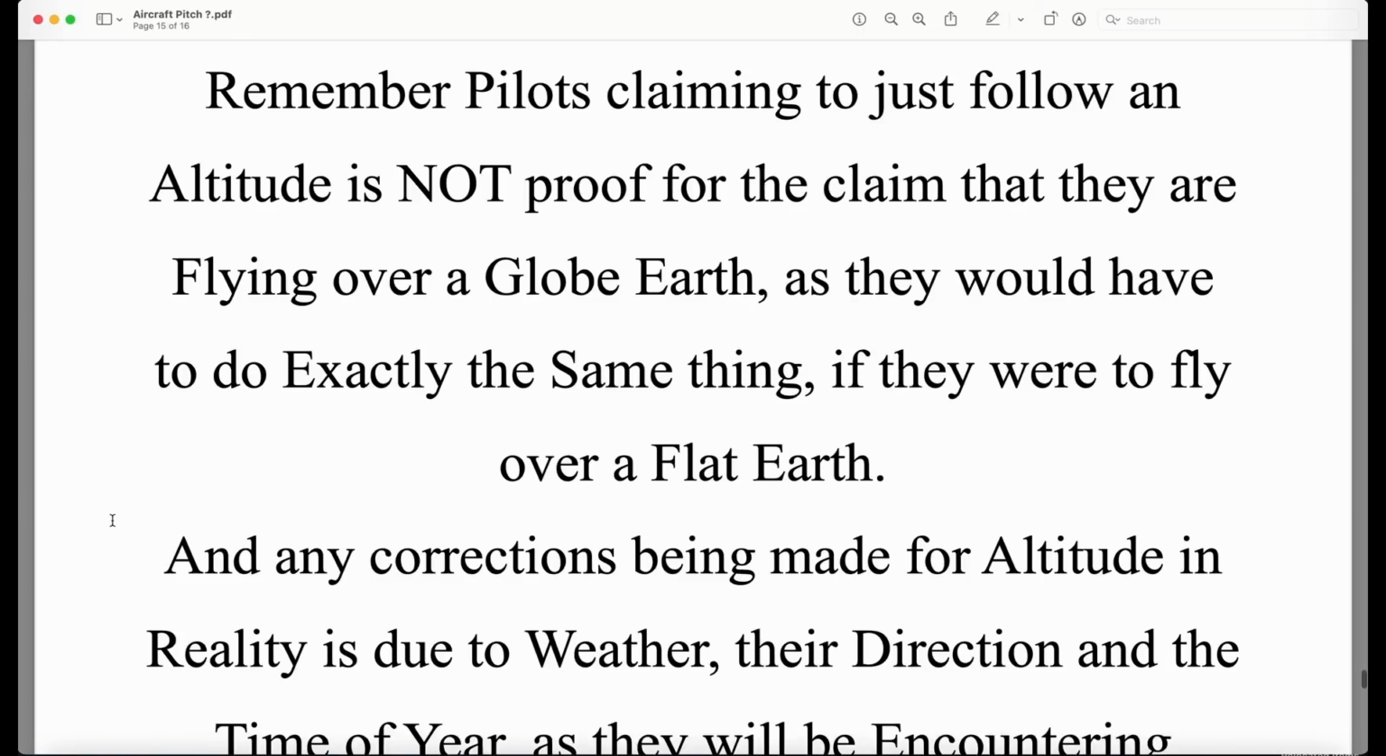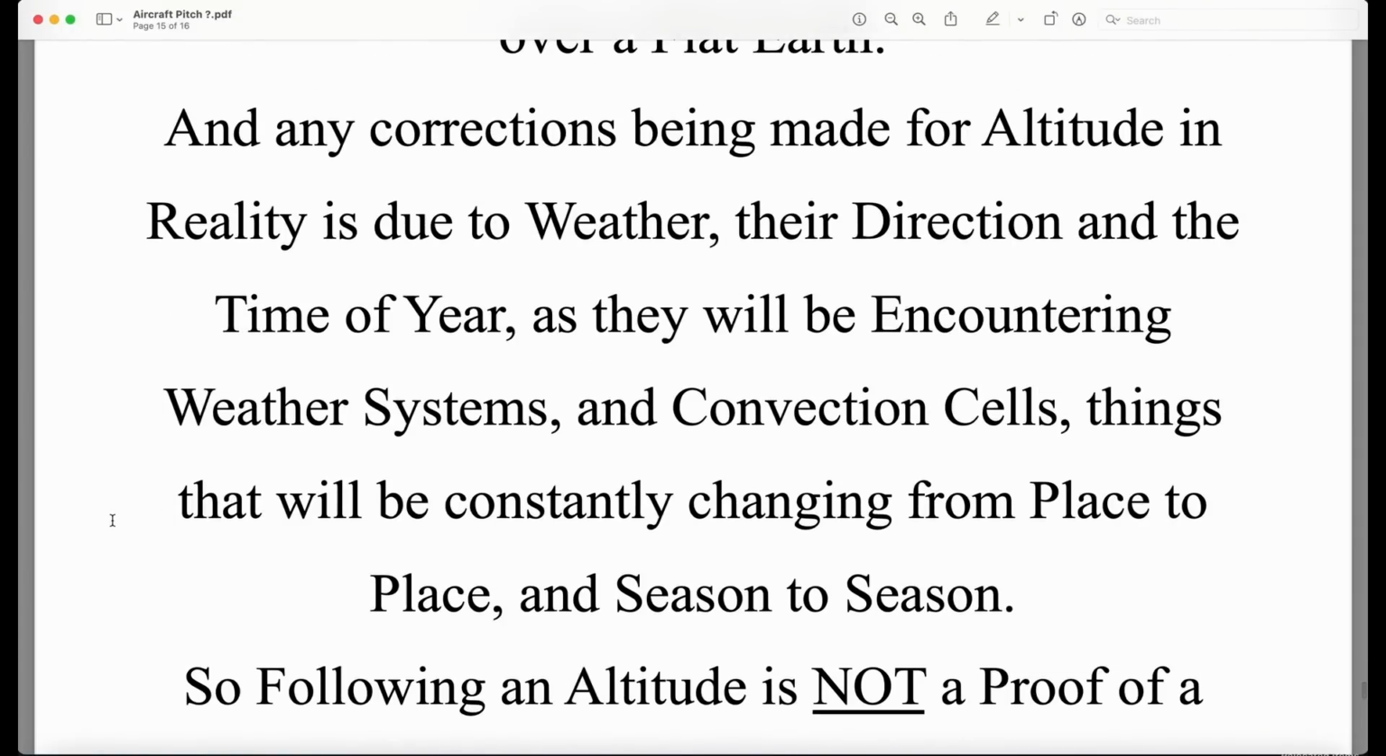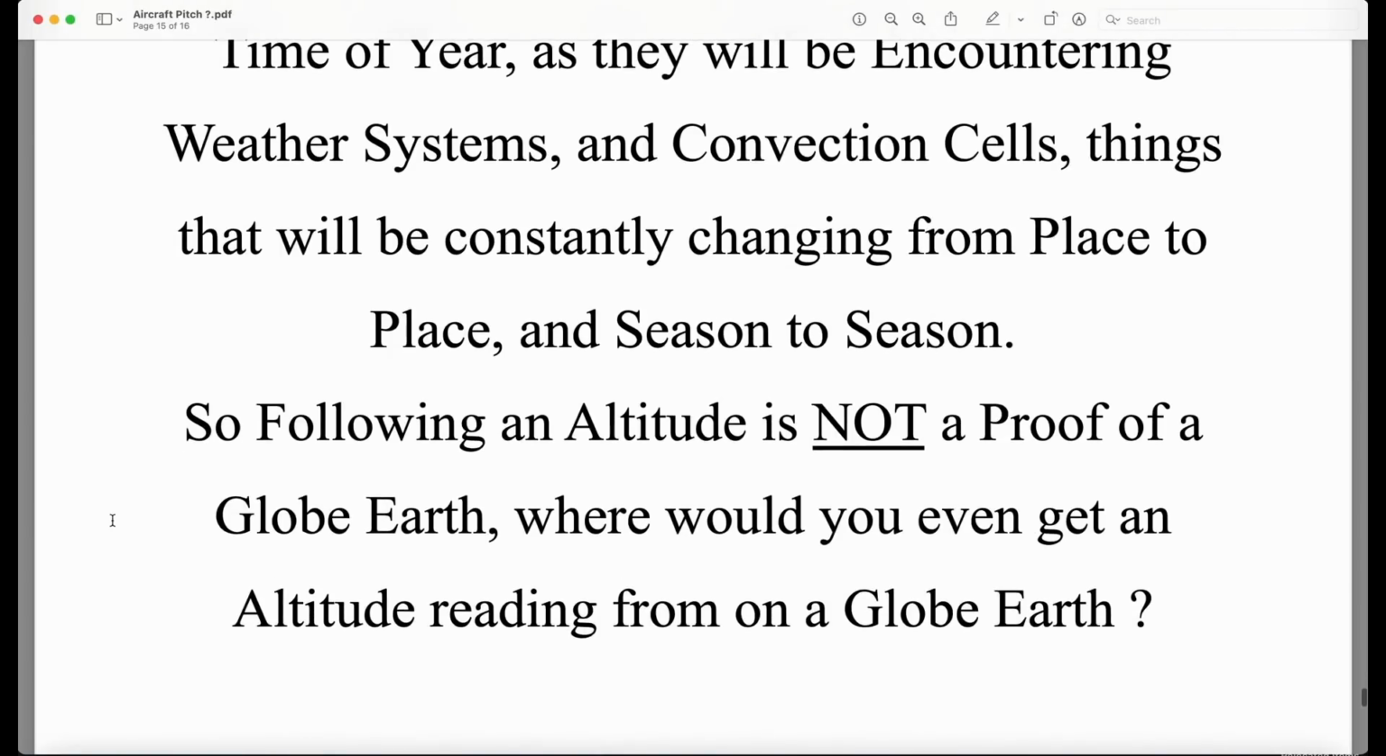When you go beyond that, there are some clues that you can look into, and I'll give you one of them. And anybody can do this. The next time you're on an airplane at sunrise or sunset, make sure you've got an app on your telephone that will show you where your eye level is. And then try to figure out how the sun can be several degrees below your eye level if the Earth is flat. And any corrections being made for altitude in reality is due to weather, their direction, and the time of year, as they will be encountering weather systems and convection cells, things that will be constantly changing from place to place and season to season. So following an altitude is not a proof of a globe Earth.